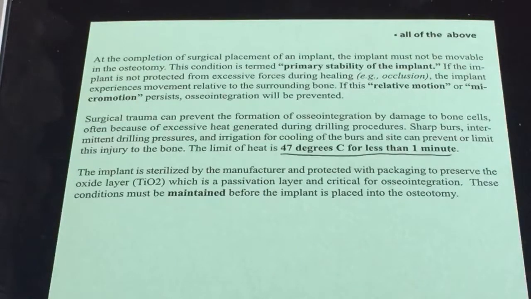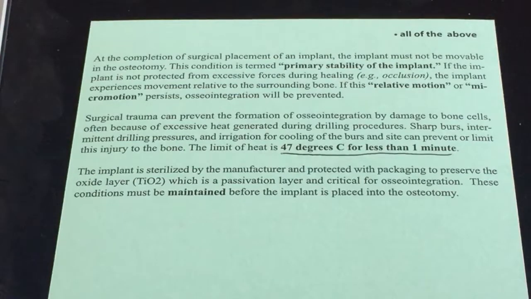At the completion of surgical placement of an implant, the implant must not be movable in the osteotomy. This condition is termed primary stability of the implant. If the implant is not protected from excessive forces during healing, e.g. occlusion, the implant experiences movement relative to the surrounding bone. If this relative motion or micromotion persists, osseointegration will be prevented.